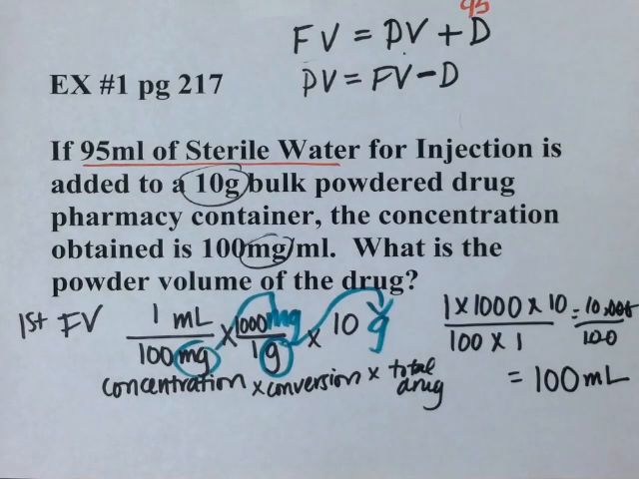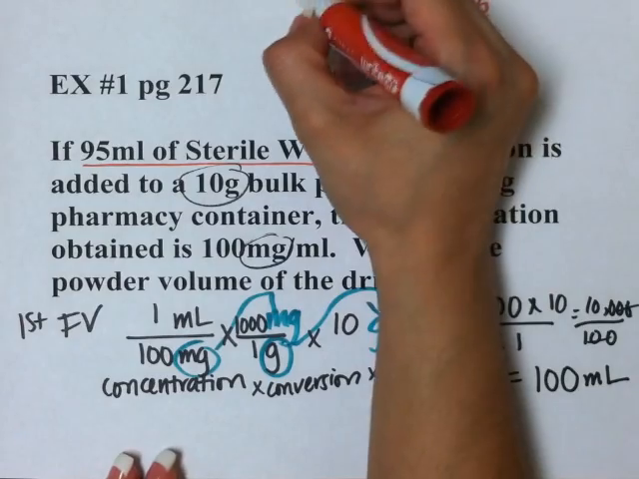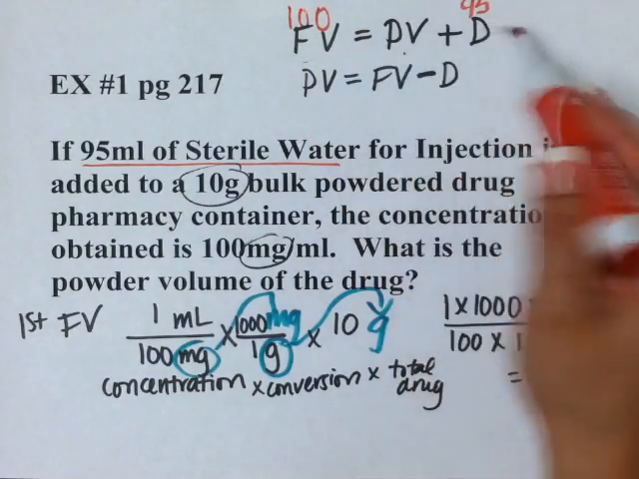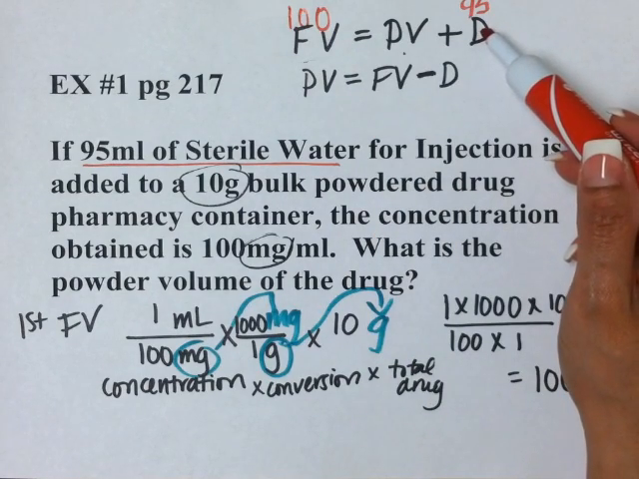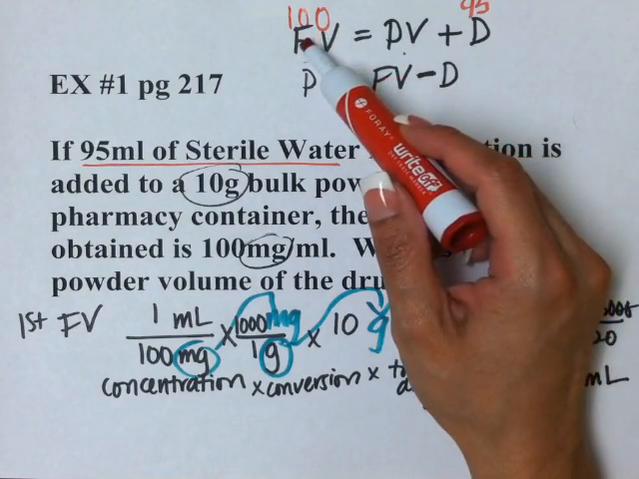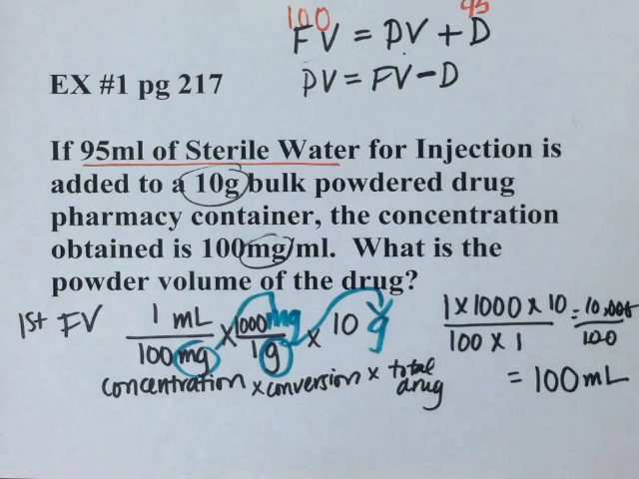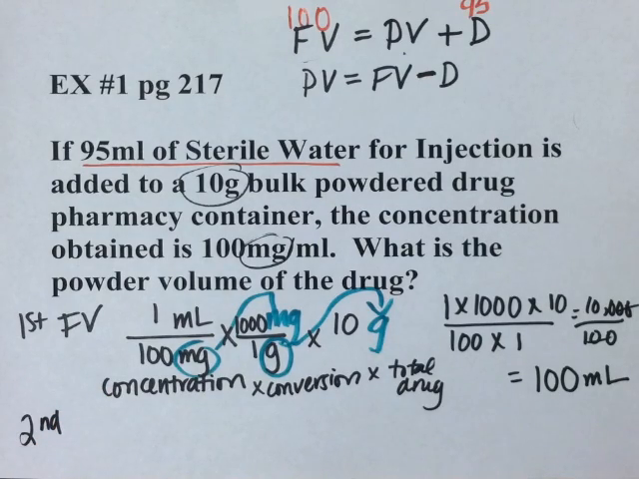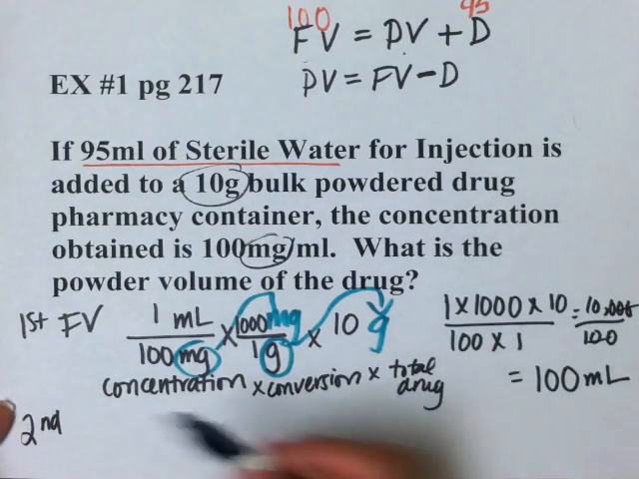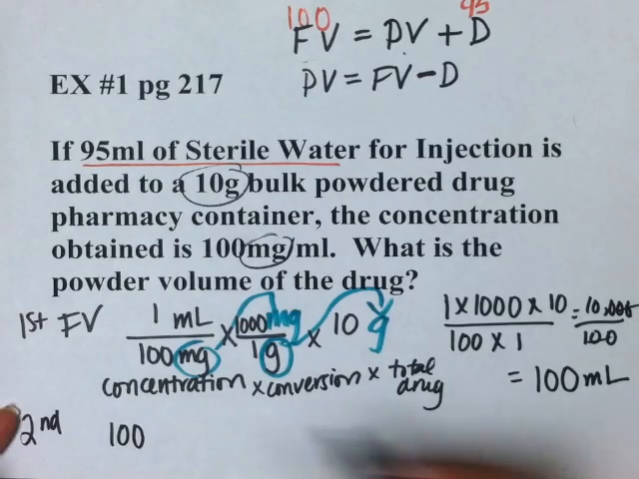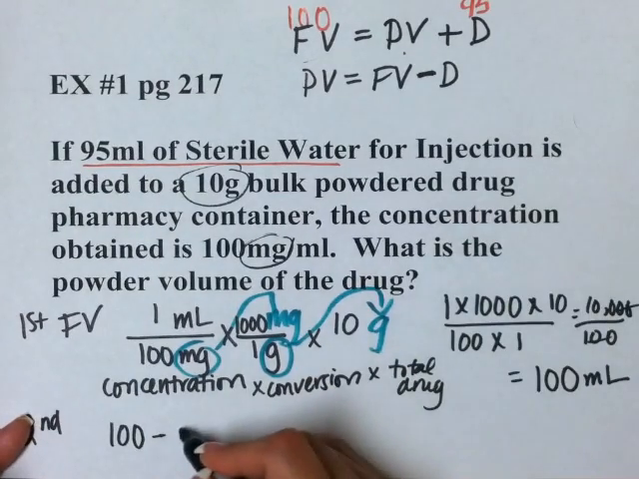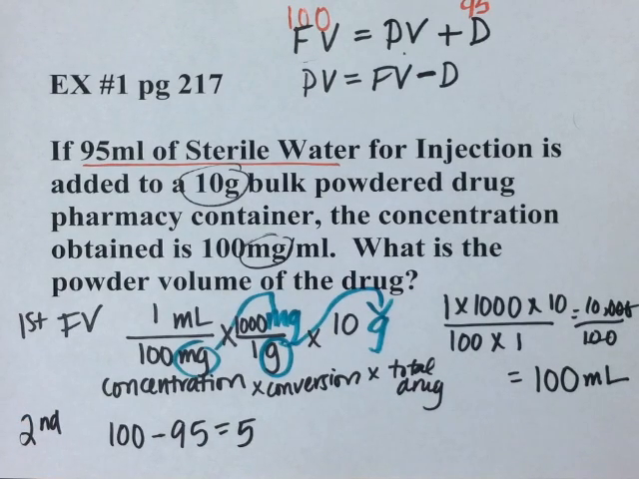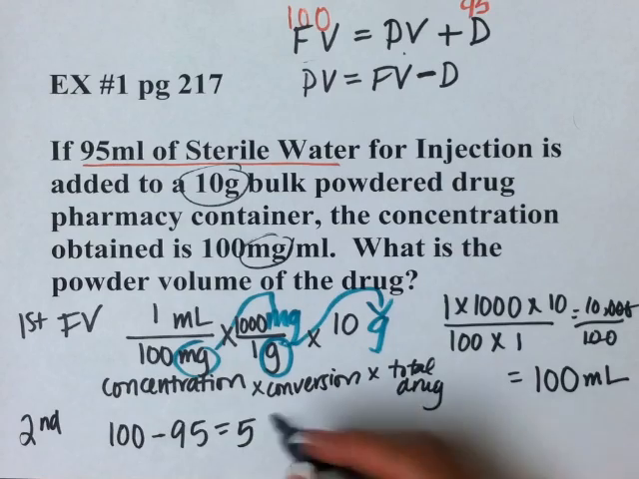So we can actually plug this in up here. So now we know two parts of this formula. We know the diluent is 95 mLs, and we know the final volume is 100. So then the last step would just be to take the difference. If we know that our final volume is 100 and our diluent is 95, then what's remaining is 5 mLs, which is the powder volume.